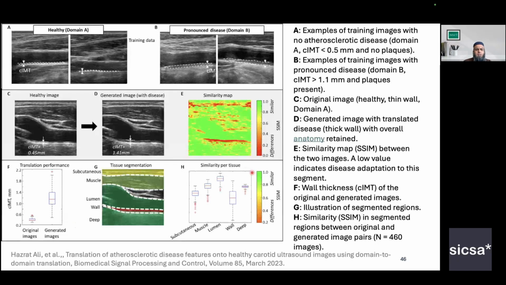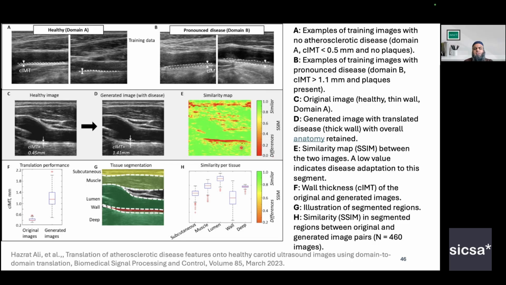So here is a much more organized way of representing this. In part A, we see healthy individuals, with no intima media thickness or a very small value of intima media thickness. On the right side, we see images of those individuals where the intima media thickness is quite large, greater than 1.1 millimeter in our case. So it represents that a lot of plaque has already accumulated. We train again to move from this domain A to domain B. We show this in part C, and then we plot the similarity maps in terms of the SSIM.